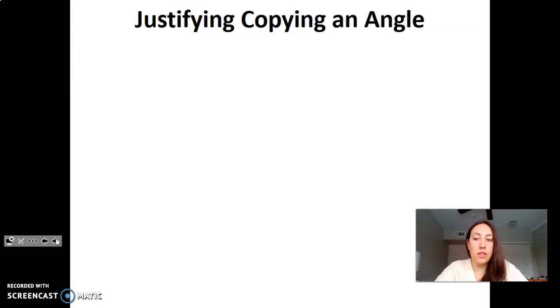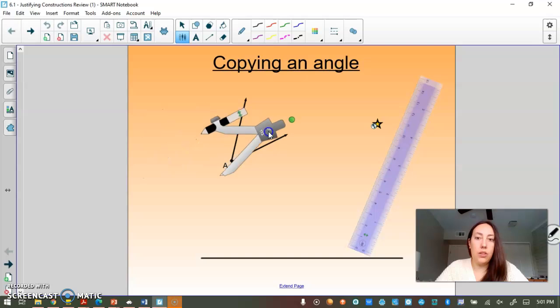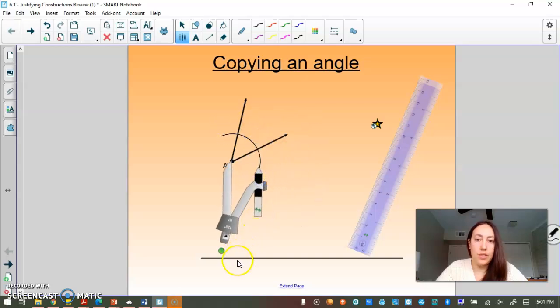So justifying the construction, copying an angle. Let's go ahead and review that construction really quick. To copy an angle, what we did first was we put the sharp point on the vertex, and then you guys, it doesn't really matter what width you use, you just draw an arc across both sides of your angle. I'm going to make a new point A down below. So my new point A will be right here.